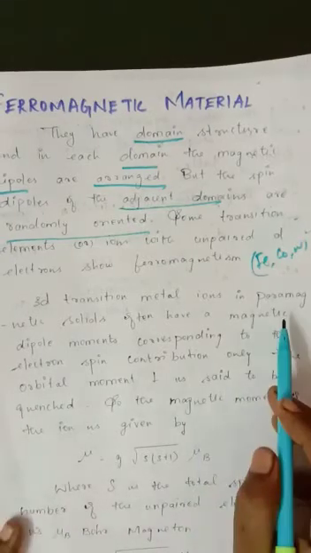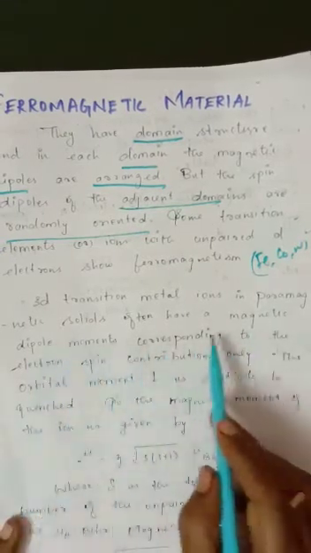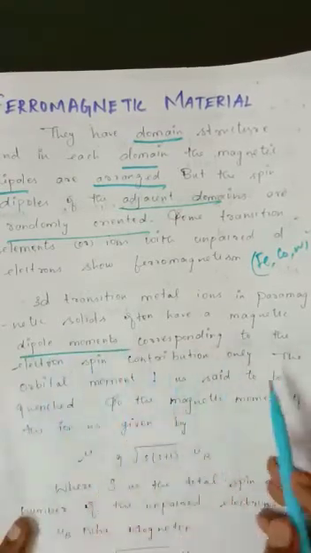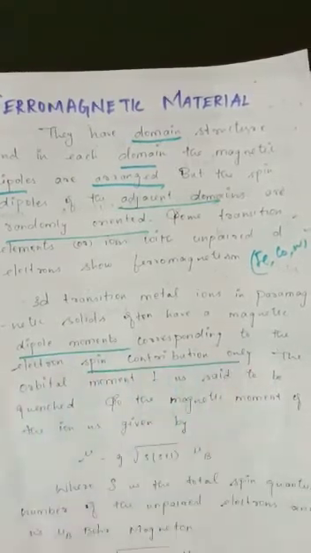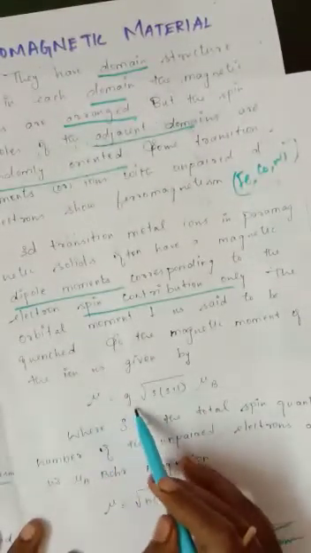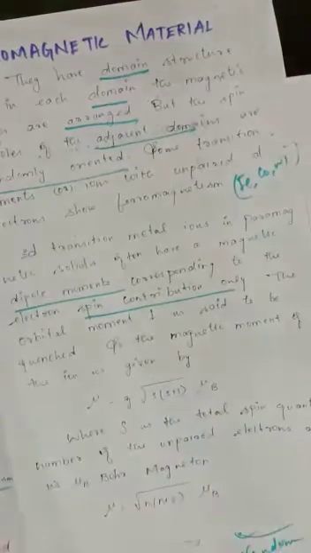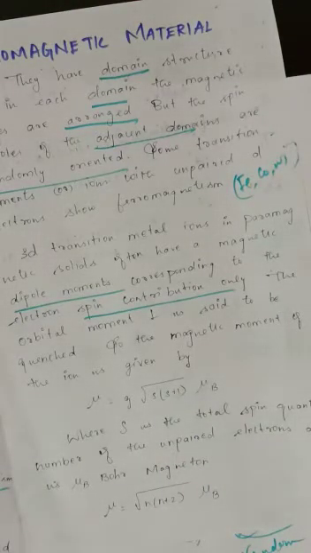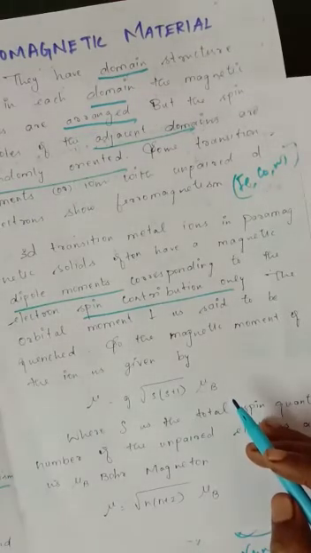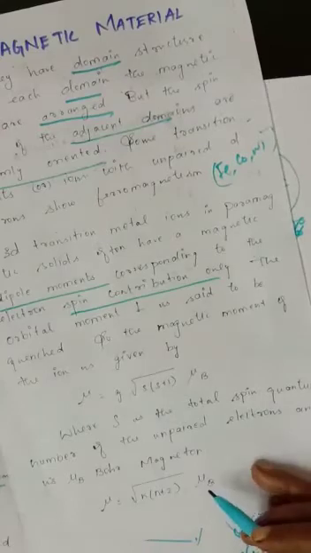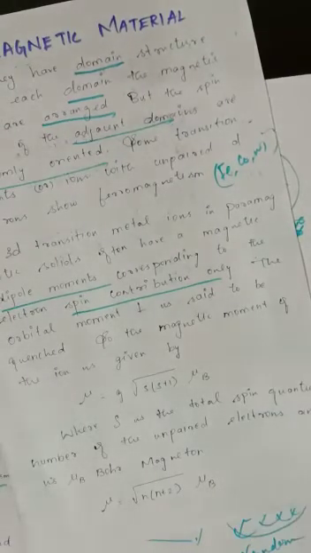3d transition metals are paramagnetic solids, having magnetic dipole moments corresponding to the spin contribution only. How do you calculate the magnetic moment of a paramagnetic material? By using this formula, mu = g root of s(s+1), and also one more formula we can write here: mu = root of n(n+2) mu B, in Bohr magnetons.